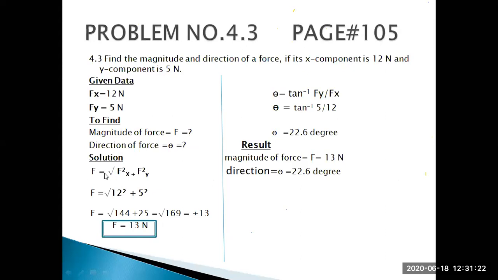With the help of this formula, F is equal to the square root of Fx squared plus Fy squared. So just put in the values. Fx is 12, Fy is 5. 12 squared is 144, 5 squared is 25, so it's going to be the square root of 169. If you take the square root, you will get plus or minus 13. So force is always positive, so I will ignore the negative sign. So force will be 13.